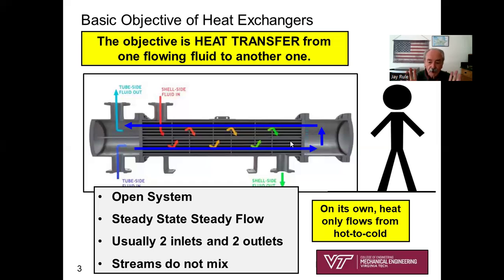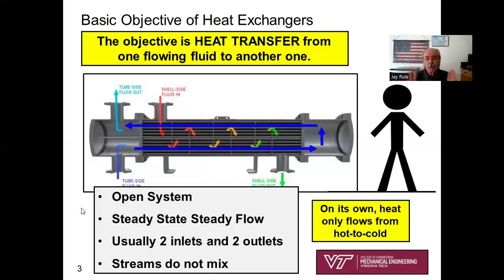Okay, so some things to observe about modeling this heat exchanger. It's clearly an open system, isn't it? I see with my eyes flow in and out. We're going to consider that this process is operating steady state, steady flow. The heat exchanger is not getting bigger and smaller. The flows are not changing between breakfast time and lunchtime. All four of these flows are the same at all time. Usually for a heat exchanger, we have two inlets and two outlets. So you can see with your eyes, I've got an inlet here and an inlet here, and I've got an outlet here and an outlet here.